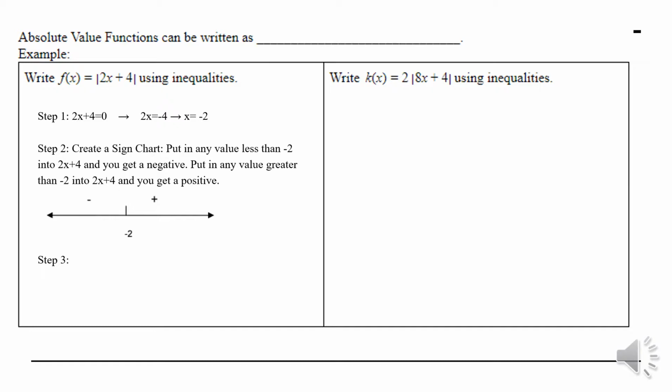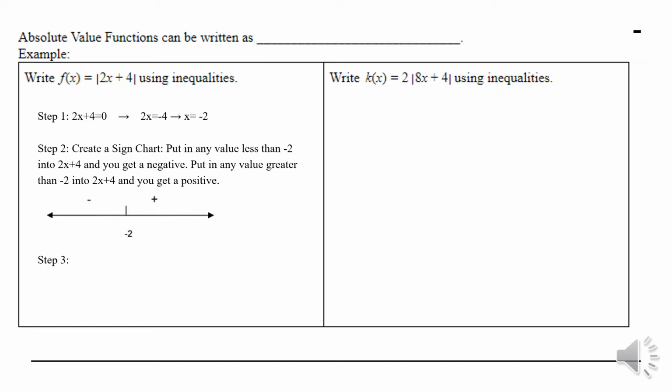So for example, I'll use 0. I'll plug in 0 as a value bigger than -2. When I plug that in to 2x plus 4, I get a positive number. 2 times 0 plus 4 is a positive 4. So I put a little plus on the right side of negative 2.